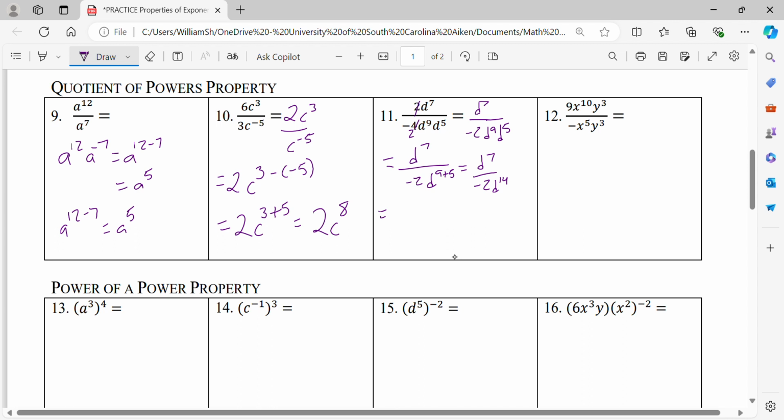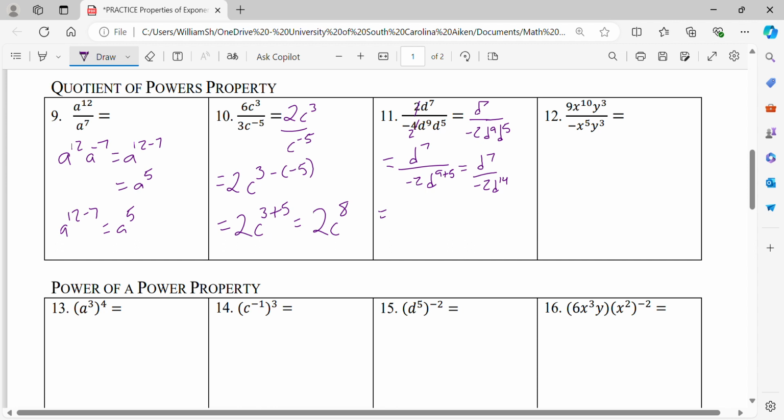That is not something I want. Typically in these scenarios, we move the smaller exponent. In each scenario we've done so far, the smaller exponent has been on the bottom. In number 9, 7 was smaller than 12, we moved it up. In number 10, negative 5 is smaller than 3. Okay, think about that. Negative 5 is actually smaller than 3.